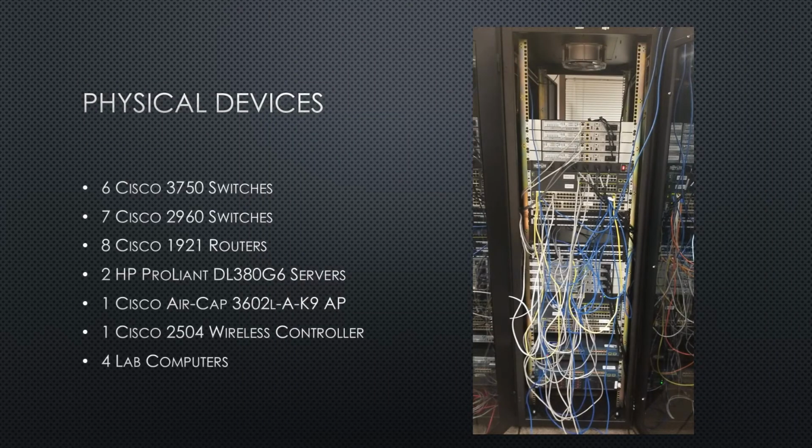For our project, we ended up using a lot of physical devices. For our physical device list, we used 6 Cisco 3750 switches, 7 Cisco 2960 switches, 8 Cisco 1921 routers, 2 HP ProLiant DL380 G6 servers, 1 Cisco AIR-CAP3602L-K9 access point, and 1 Cisco 2504 wireless controller, as well as the 4 lab computers and countless wires. I'm going to let Tom talk about our IP addressing scheme next.